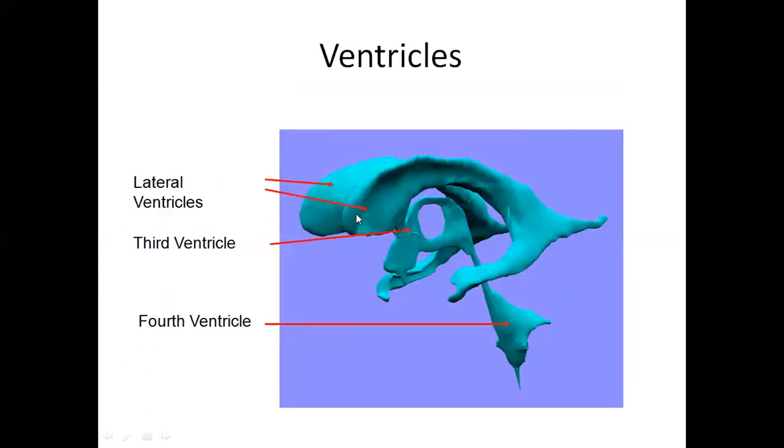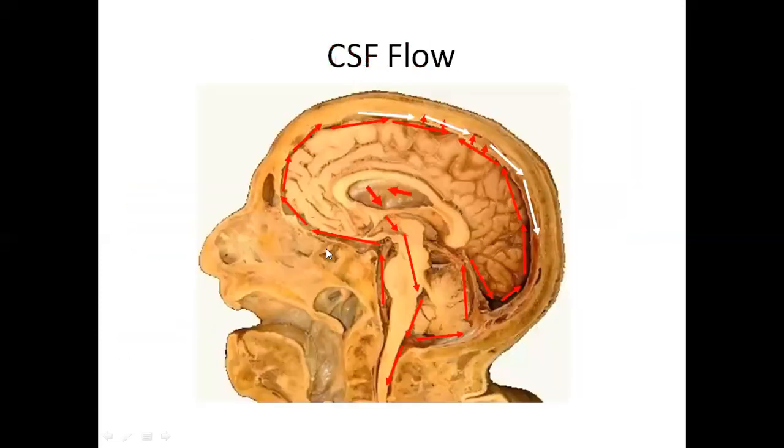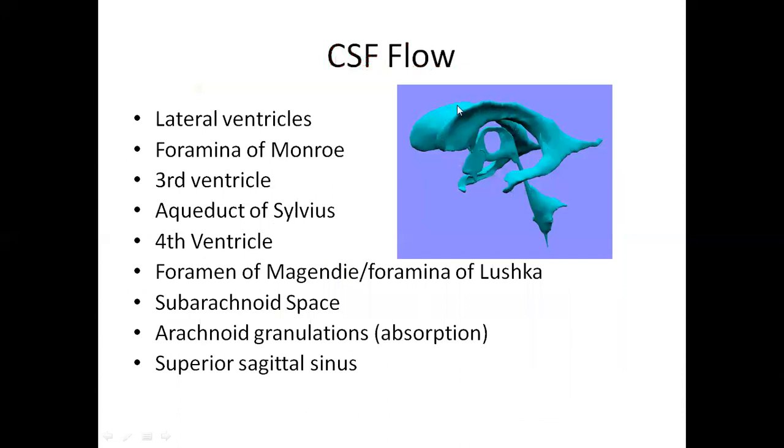So these are the ventricles. This is the lateral ventricle, this is the third ventricle, and this is the fourth ventricle. The CSF flow starts from the lateral ventricles, right and left. This is the foramen of Monro, into which it enters. Now it enters the third ventricle. Through the aqueduct of Sylvius, it enters the fourth ventricle. From the fourth ventricle, through the openings of the foramen of Magendie and Luschka, it enters the subarachnoid space.